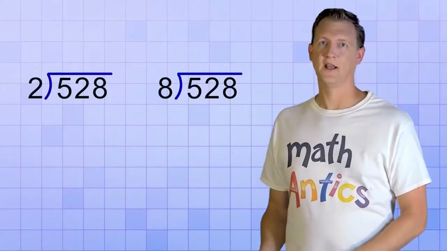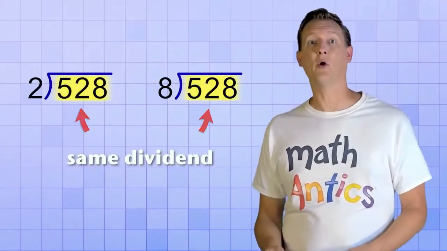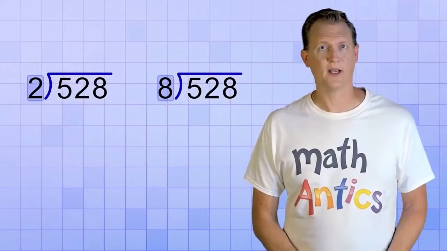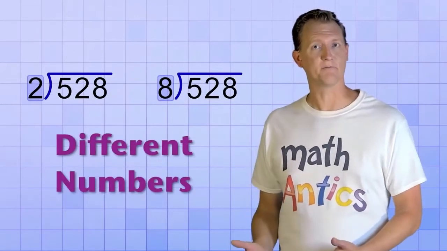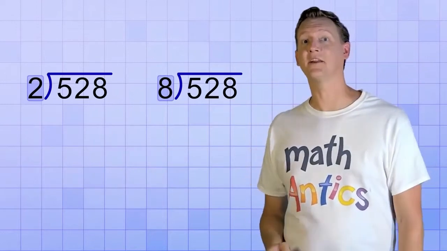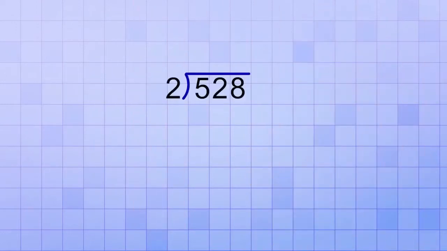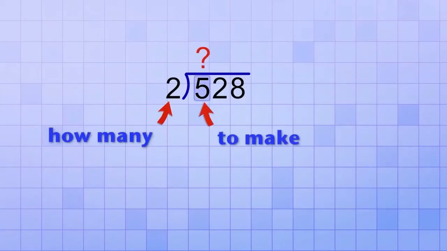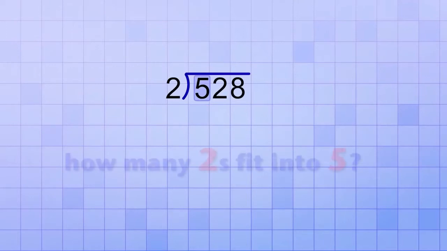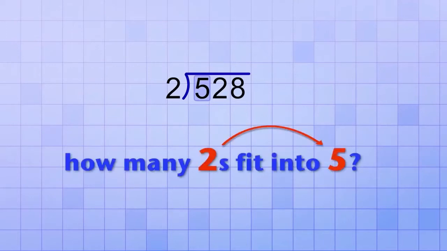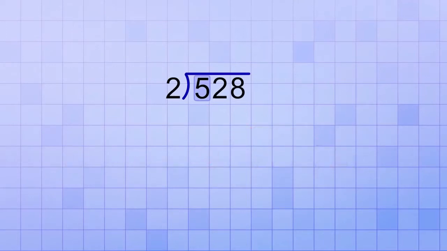Have a look at these two division problems. They both have the same dividend and both have a one-digit divisor. But these divisors are different numbers, and as you'll see, that's going to affect our digit-by-digit division process. To solve this first problem, we start by asking, how many 2's does it take to make 5 or almost 5? Or you can think of it as how many 2's will fit into 5. And it's easy to see that the answer is 2.